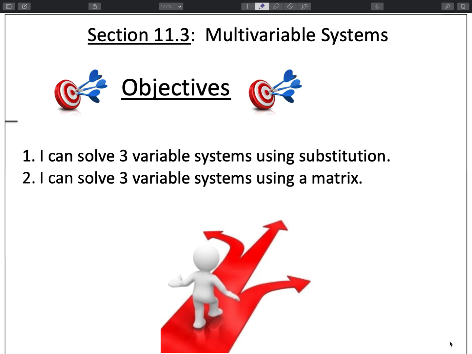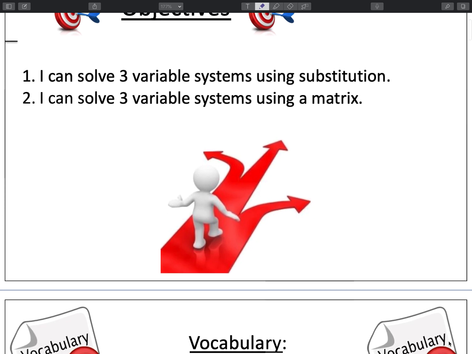I'm here to talk to you about section 11.3 today, which is multivariable systems. This is one of the last sections that we have to do when it comes to systems. So we've talked about solving systems, solving nonlinear systems. The last one we have is multivariable systems, which is exactly what it sounds like. It has multiple variables. We've seen a lot with two variables, x and y, that you solve with substitution or elimination. For multivariable systems, the only difference is that there are three variables instead of two.